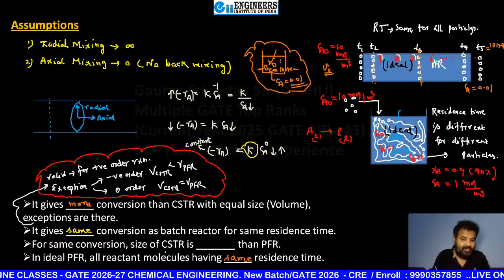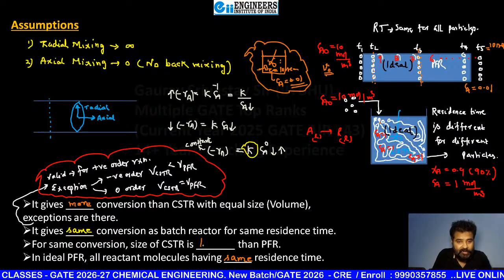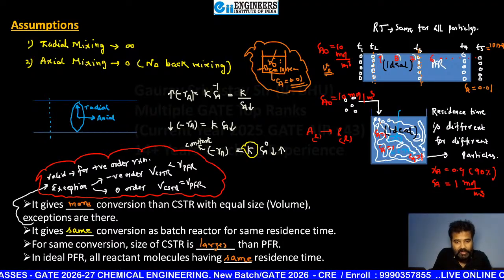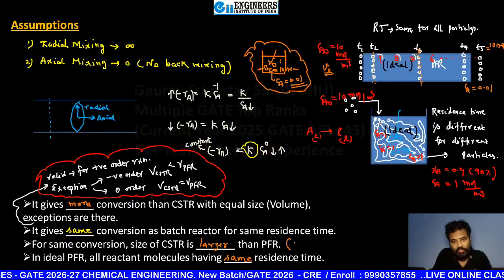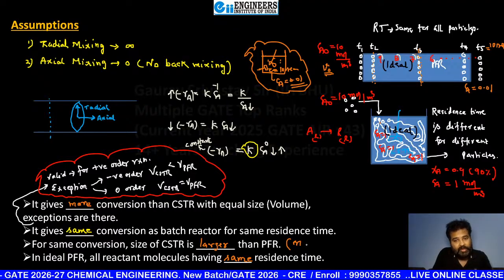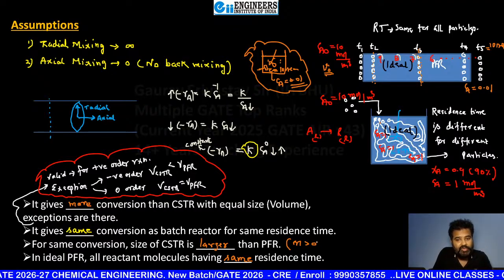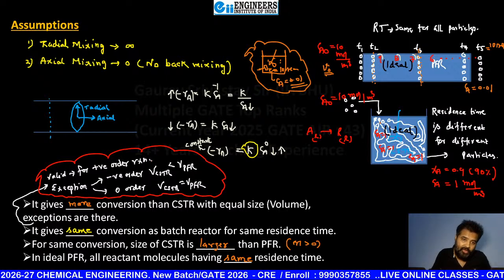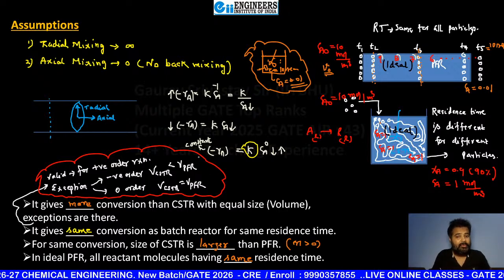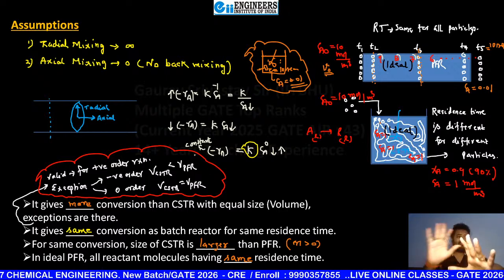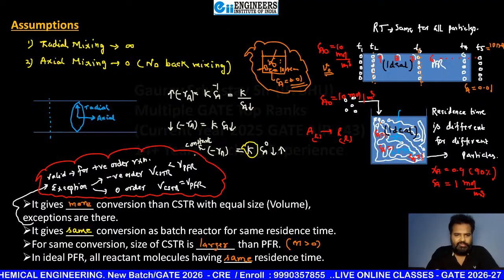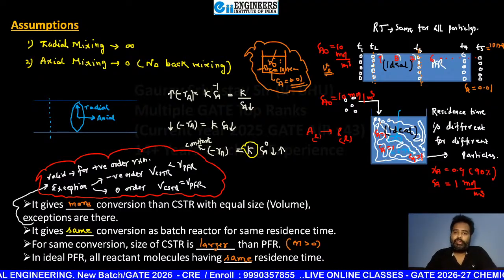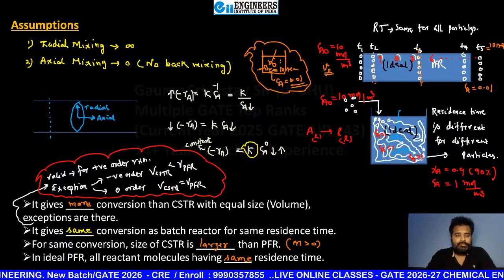For the same conversion, the size of the CSTR is larger than the PFR, but here also the validity is that n should be greater than 0. If it is less than 0, then you can see it is already written by me. Okay, so on this slide, the theory that I discussed, is it crystal clear? If there is any doubt, you can ask me, beta. Ask me, beta.